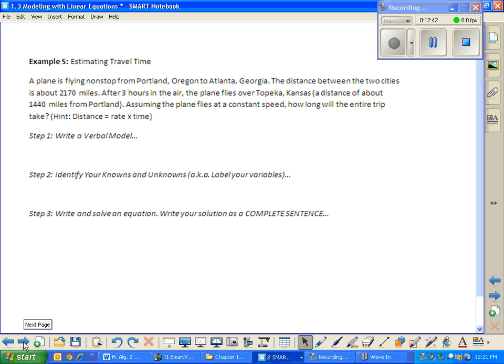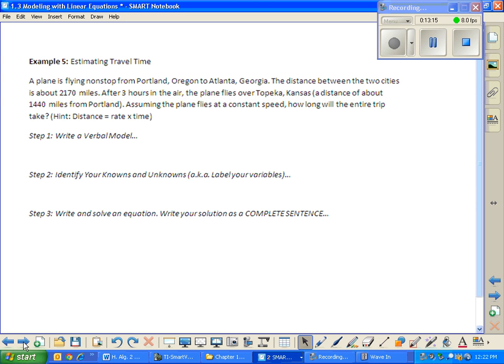Next example here, we're going to estimate some travel time. It says a plane is flying nonstop from Portland, Oregon to Atlanta, Georgia. The distance between the 2 cities is about 2,170 miles. After 3 hours in the air, the plane flies over Topeka, Kansas, which is a distance of about 1,440 miles from Portland. It says, assuming the plane flies at a constant speed, how long will the entire trip take? And they give us a hint, which is super helpful.